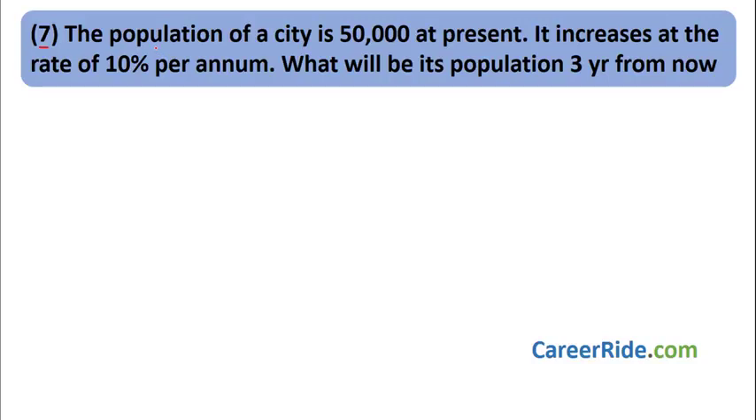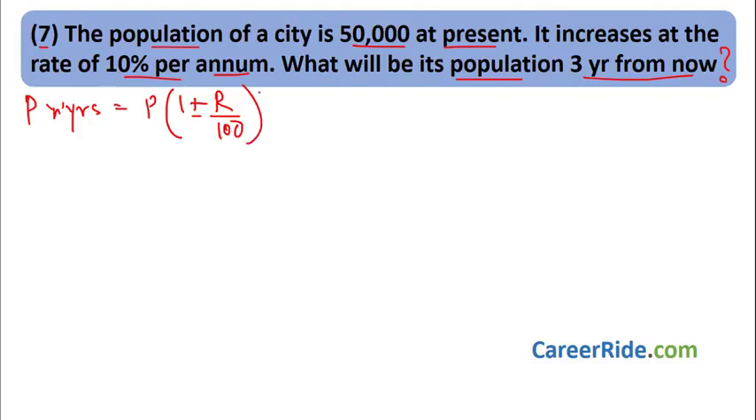Question number 7. The population of a city is 50,000 at present. It increases at the rate of 10% per annum. What will be its population 3 years from now? Over here we have seen how to solve population sums. It is the same formula as compound interest. What is the formula? Population after n years is present population into 1 plus or minus r by 100, raised to the number of years.